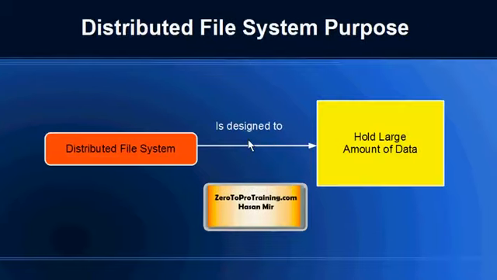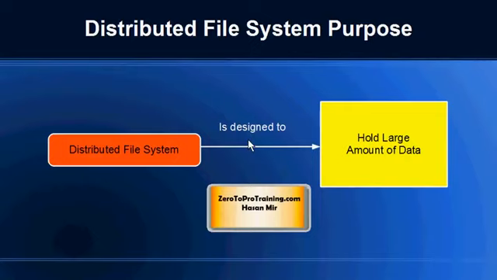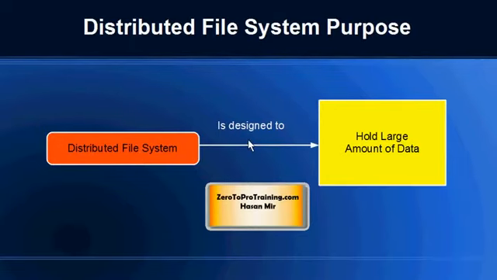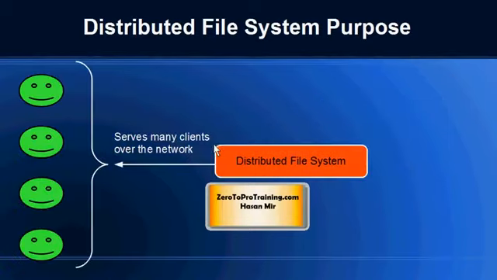Before we start looking into the Hadoop file system, it's important to understand what kind of technology existed before and why there was a need to create a file system like Hadoop. Hadoop file system belongs to a category of file systems called distributed file systems.